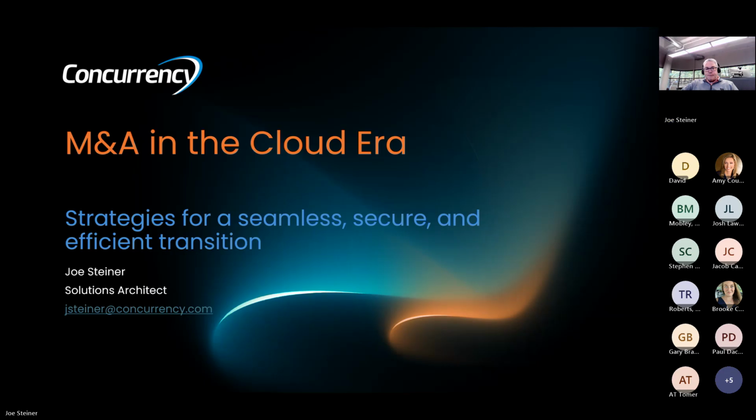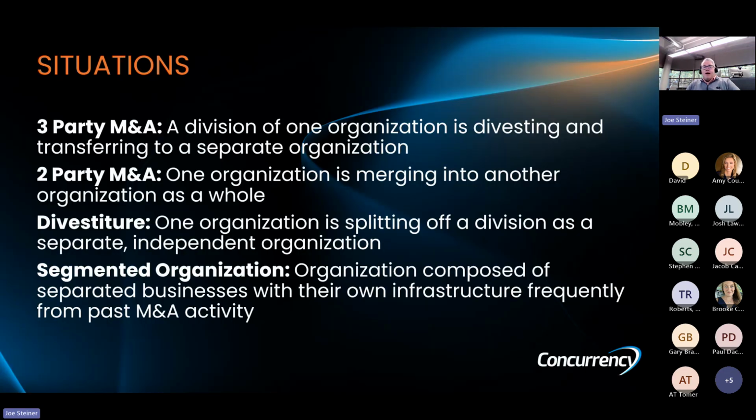So we think about M&A and the need for these techniques and the thought process. There are really about 4 different situations here. One is a 3-party M&A, where I've got a Division 1 organization that's going to be splitting out, divesting, and then being transferred over to another organization. I call it a 3-party, as you'll see in a minute, because that division itself becomes its own entity for some time as it's coming across.